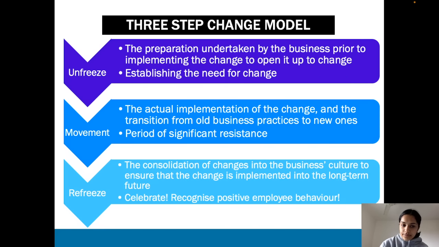And then refreeze. This is all about ensuring that the change is consolidated into the culture of the business, so that the change is implemented into the long-term future and the business actually sees it through. Examples of ways that the business might refreeze: they might celebrate and recognize positive employee behavior, celebrate the achievement of the change, and if one particular employee was working very hard during the change, recognize their efforts. Those are ways a business can implement the change into its culture, because there's no point going through unfreeze and movement just to have the change abandoned. This is a really important step to ensure that it's actually consolidated into the business.